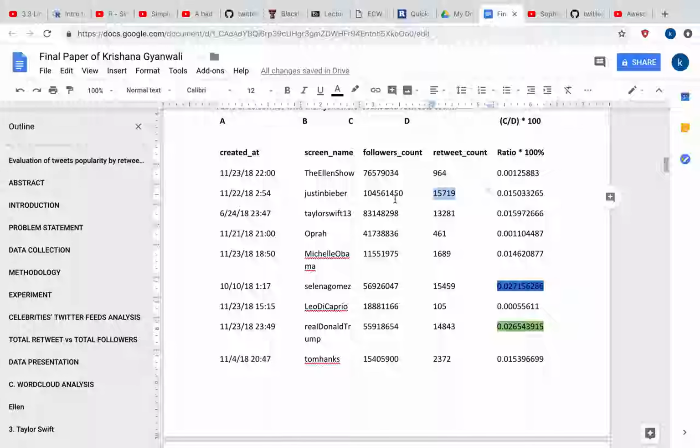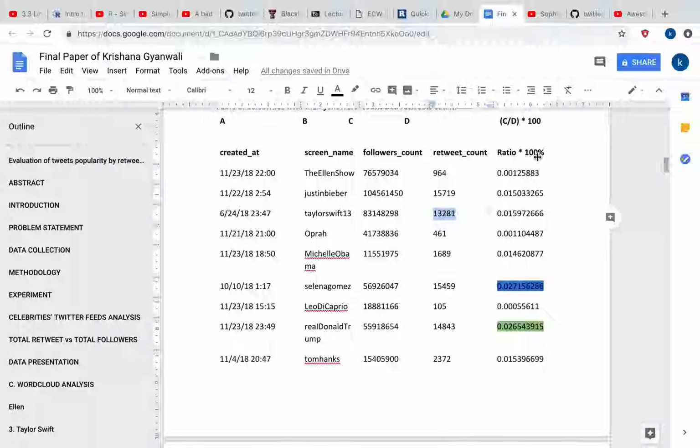One thing I would like to emphasize here is the number of followers. If the number of followers is higher, there is a higher chance of retweets, because with more followers there is more chance people will comment on your tweet. But if we check the ratio, it shows the differences. For example, Taylor Swift has I think 83 million followers, and Justin Bieber has 104 million, which is approximately 20 million more. But the retweet difference is relatively only about 2000 tweets.